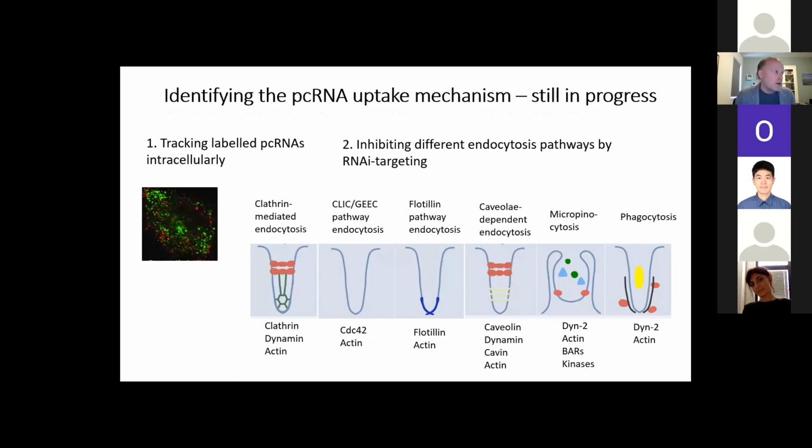We're also looking at all of these various types of endocytoses to see which, if any, are associated with uptake of paperclips. And what you can see here is that we've ruled out clathrin-mediated endocytosis, flotillin, and caveolin-dependent endocytosis. But there are still other mechanisms that we're exploring to see which, if any of them, are relevant in uptake.